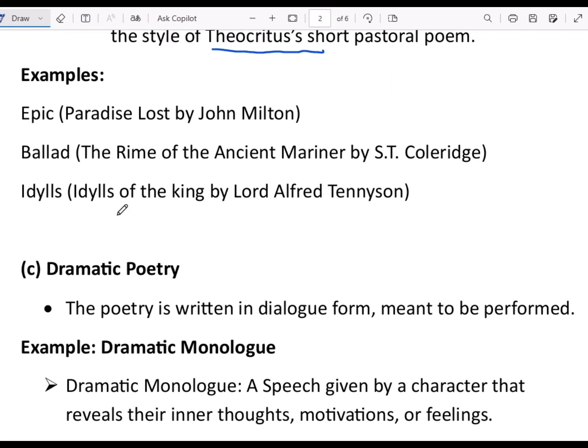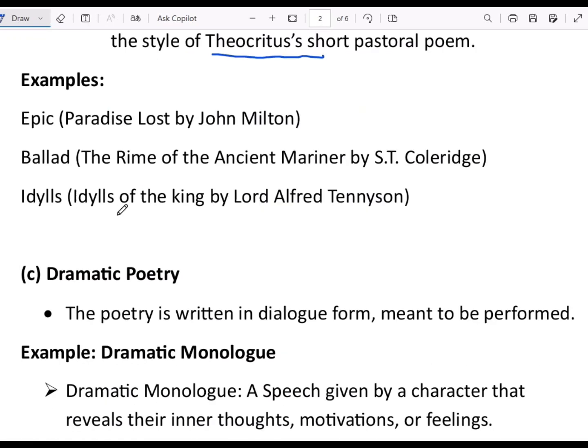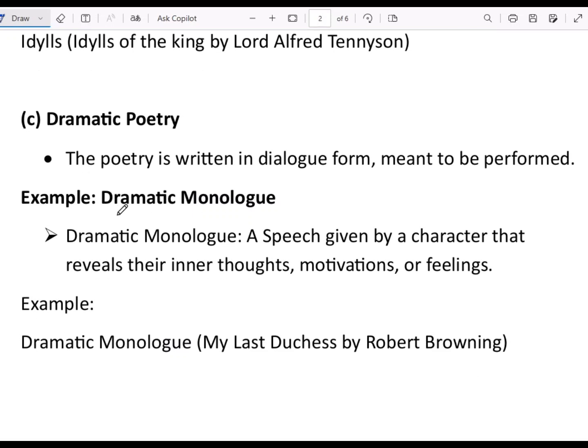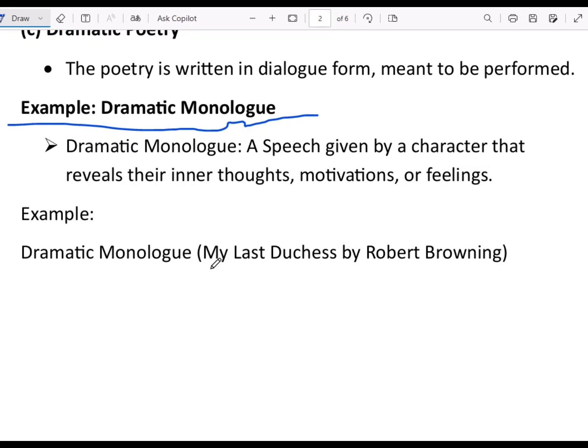Now I hope you all have been understanding what I am trying to tell. Now let's talk about dramatic poetry. That is another form of poetry. Okay, the characteristic of dramatic poetry is that it is written in a dialogue form that is meant to be performed. Under dramatic poetry comes the dramatic monologue. A dramatic monologue is a speech given by a character that reveals their inner thoughts, motivations, or feelings. For example, a famous example of dramatic monologue is Robert Browning's famous poem, My Last Duchess.